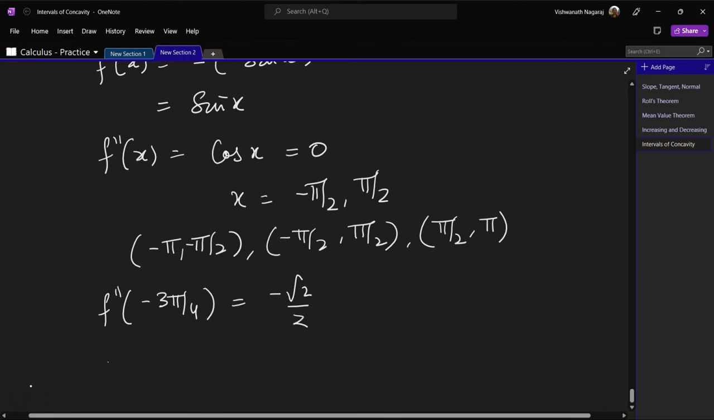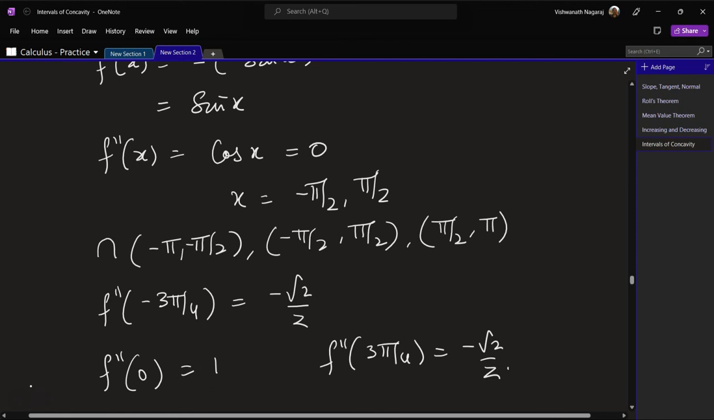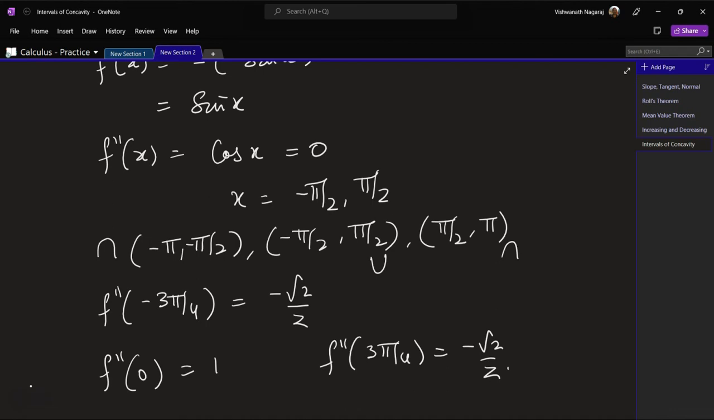Now let's look at f double prime of 0. This would be equal to 1. And finally f double prime of 3 pi by 4. This would be minus root 2 by 2. So which means this is going to be concave down, this will be concave up, and this will be concave down.